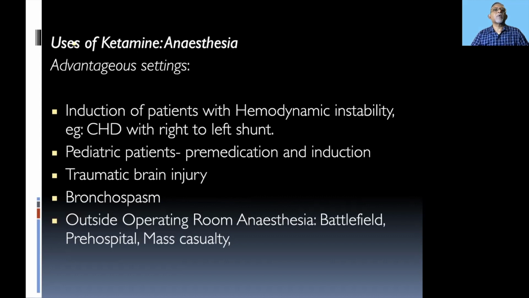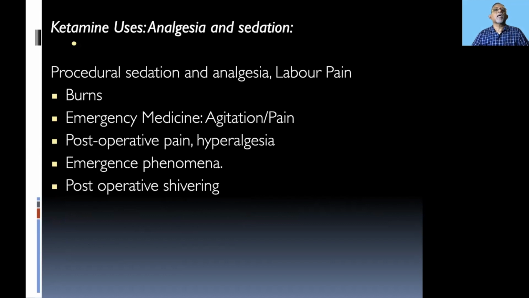Uses of ketamine. Advantageous settings for anesthesia are induction of patients with hemodynamic instability, pediatric patients, uncooperative patients, traumatic brain injury, bronchospasm, and outside operating room anesthesia. Ketamine for analgesia and sedation: procedural sedation and analgesia, labor pain, burns, emergency medicine, agitation and pain, post-operative pain, emergence phenomenon, and post-operative shivering can all be controlled with ketamine.